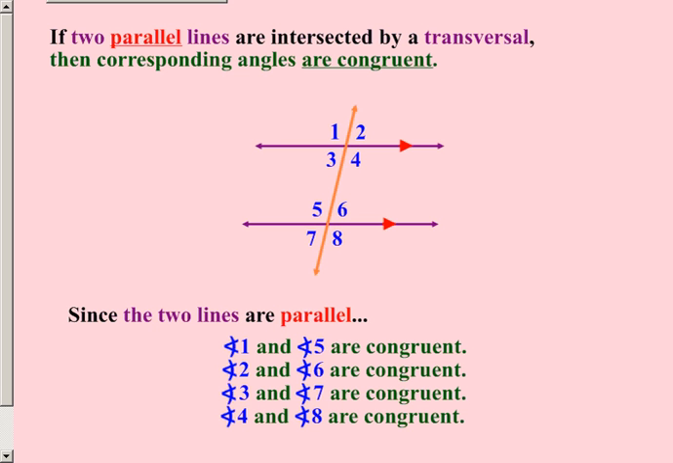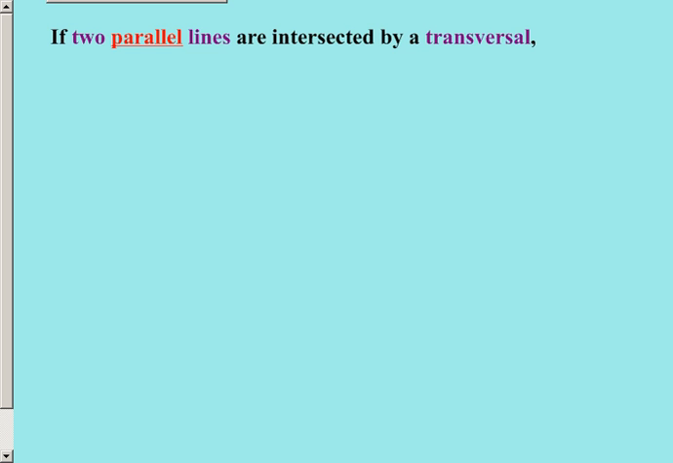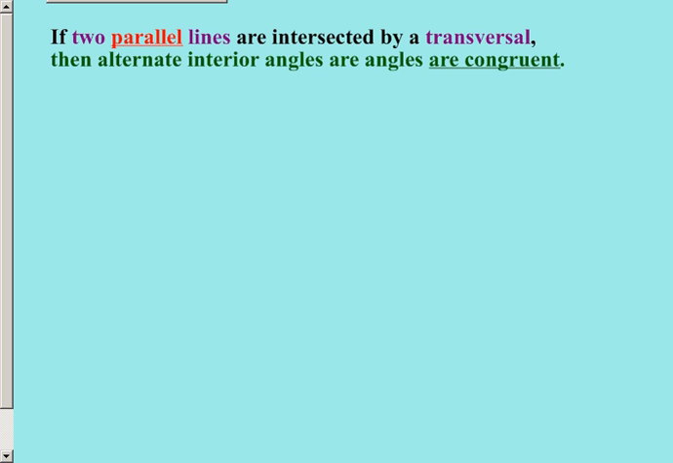Okay, the second type of angle pair that we're going to look at is going to be our alternate interior angles. These rules are going to start off very similarly in all cases: if two parallel lines are intersected by a transversal. That language is going to be common for all four of our rules. And the conclusion in this case will be that your alternate interior angles are going to be congruent.